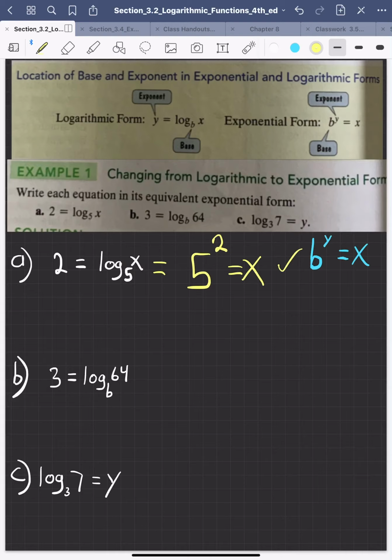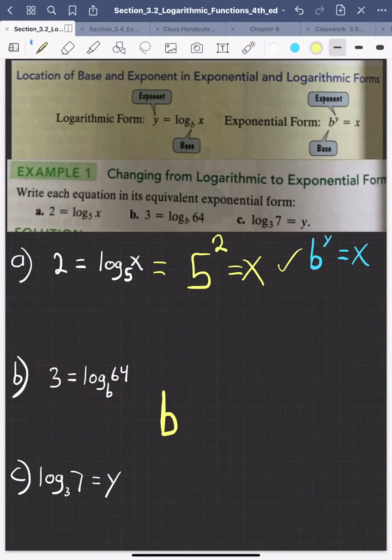All right, well, let's go to part B. So remember what I said. Start with the base. Whatever's written here, write that first. And it's going to be base. And we're going to raise that to the power of what? The exponent. Which one's the exponent? It's always what it's equal to. So base to the power of 3 is equal to, well, what's left? What's left is 64.